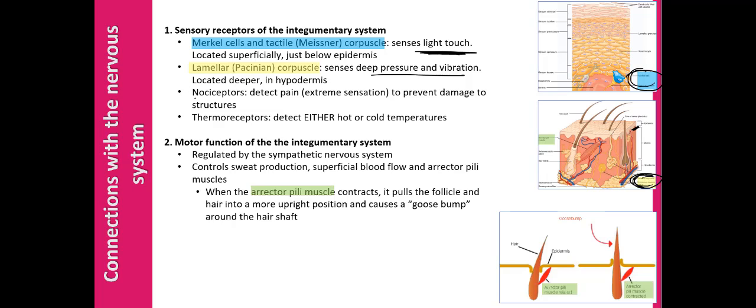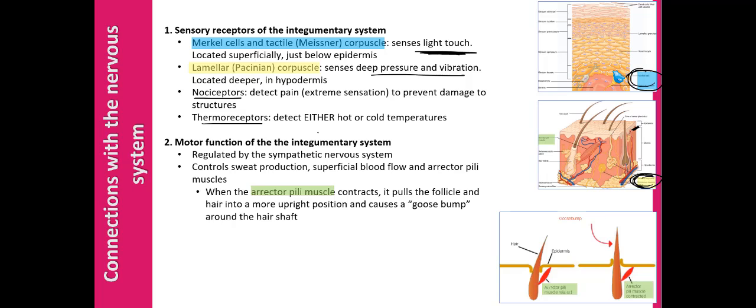And we've also got pain receptors called nociceptors, as well as thermoreceptors that can detect either hot or cold temperatures. So we've got two types of thermoreceptors: cold thermoreceptors and hot thermoreceptors.